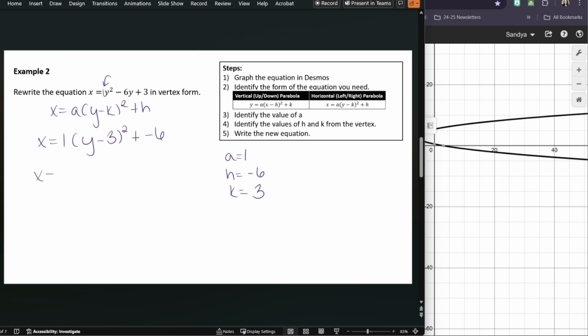Let's make our equation a little bit neater. So we have (y minus 3) squared, and that plus negative I'm going to turn into a subtraction. So this is now the vertex form of this equation.